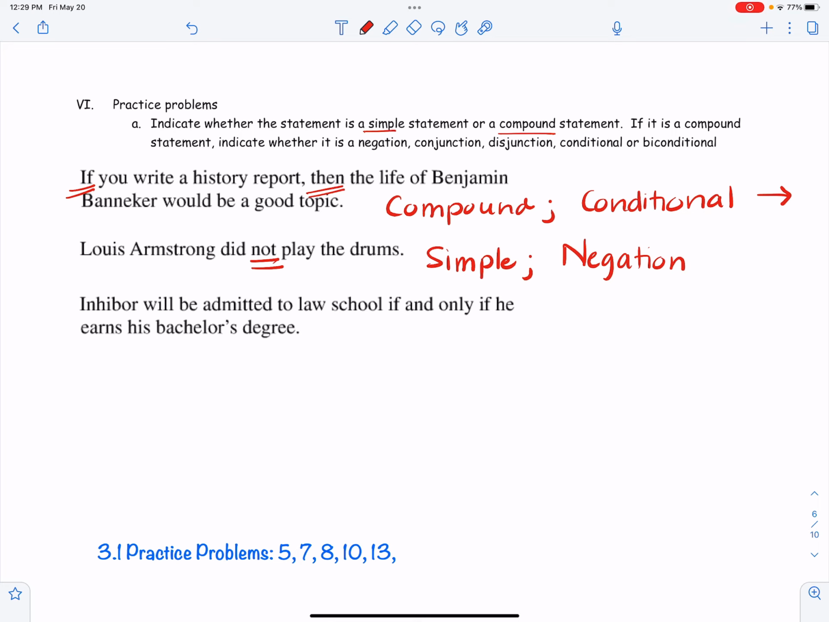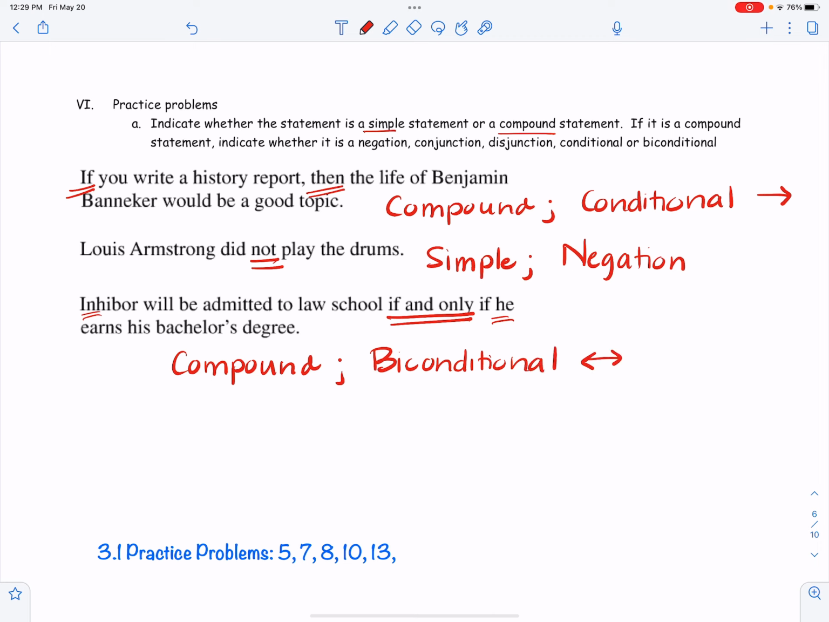And then lastly, Inhabor will be admitted to law school if and only if he earns his bachelor's degree. All right, that is a compound statement. It's two ideas, right? So here's one, he will be admitted to law school. Here's two, he earns his bachelor's degree. That's two statements. So it's compound, and the if and only if is what we call a biconditional, and it is denoted with the two directional arrow. Oh, and I forgot my negation. All right, symbol for the negation, if I'm asked for it there, would of course be the tilde.